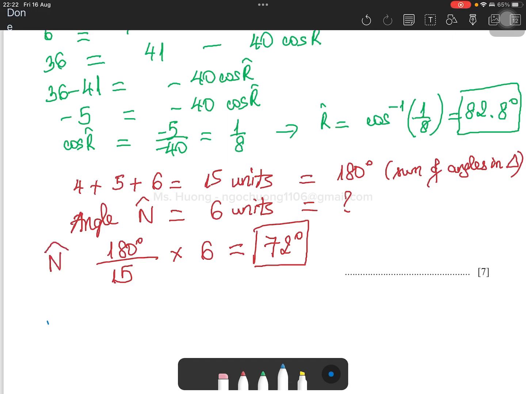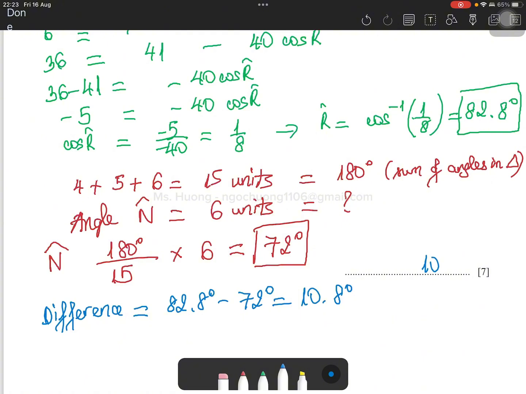Now, to find the difference, we will subtract 72 from 82.8. So the answer is 10.8 degrees.